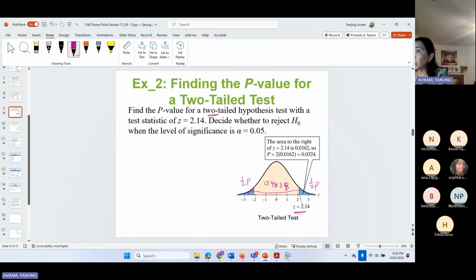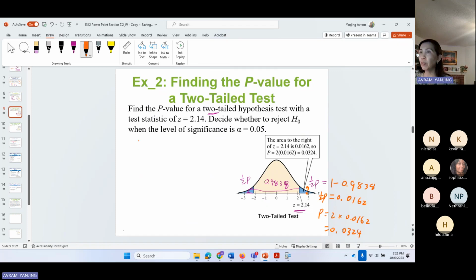And how much is my area to the right? This area to the right includes this tail. If I want to find just this tiny right tail, which is half of the p, it will be 1 minus the area to the left. Subtracting from 1, that is 0.0162. That's just half of this area. So how much is my p? This is half of the p, so I have to multiply by 2. 2 times 0.0162 is 0.0324.